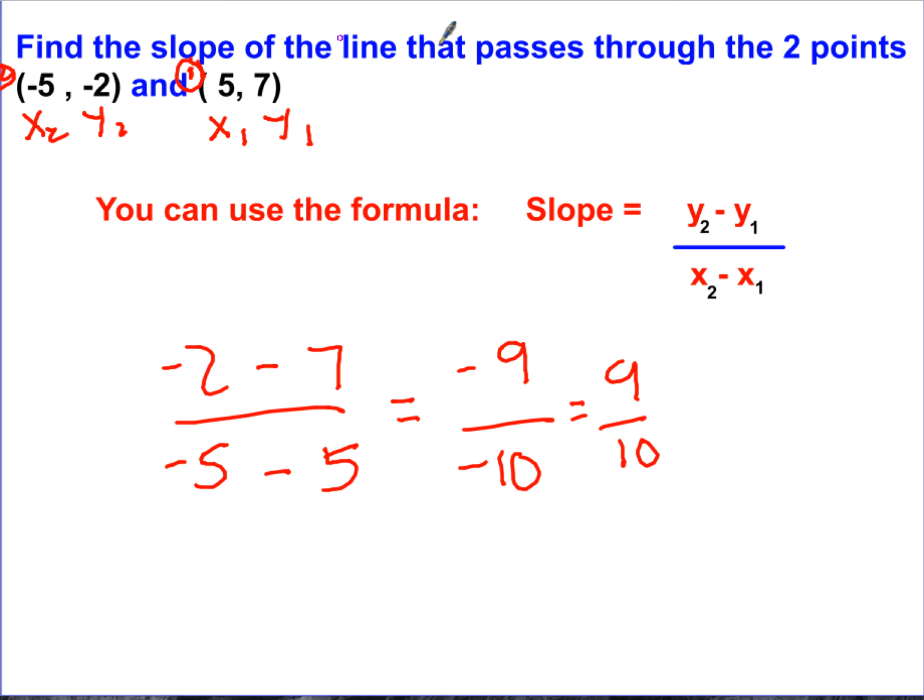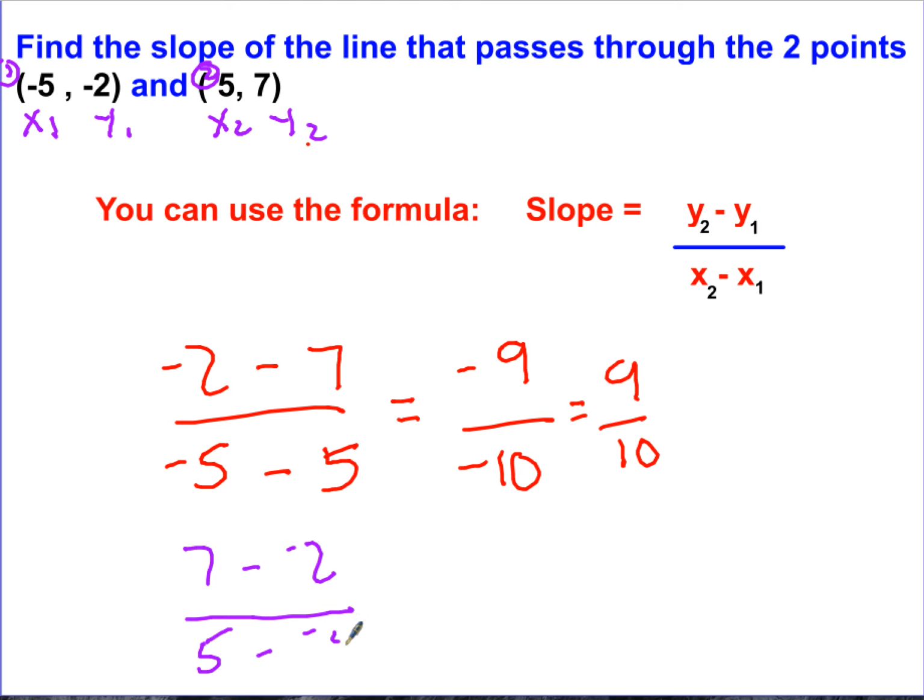Now, what I want to do real quick is just to show you guys how it doesn't matter which point we use as y2 or y1. Maybe I use this as 1 and 2, just like how maybe we would normally do it. So here's my x1, x2, y1, y2. So y2 minus y1. So I've got 7 minus -2 over x2 minus x1, 5 minus -5. Well, I've got these double negatives here that I have to get rid of, so I have to add the opposite. So this becomes 7 plus 2, which is 9.